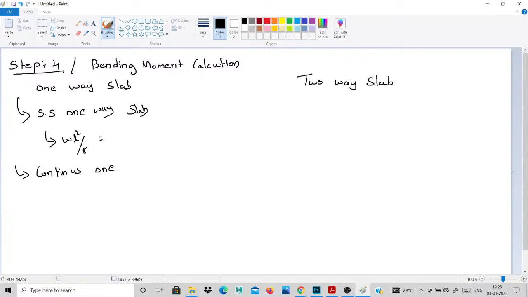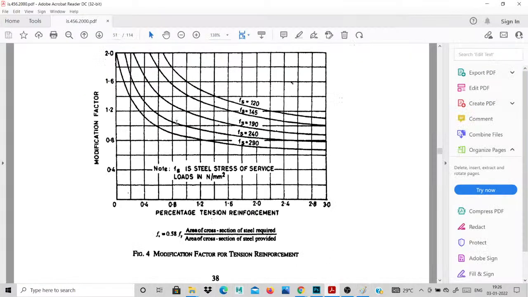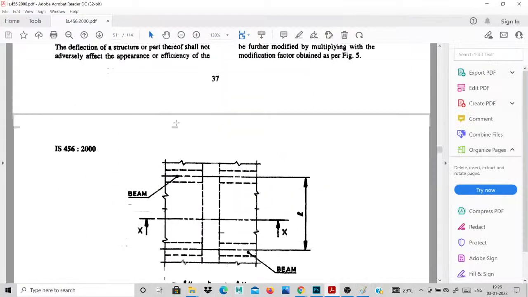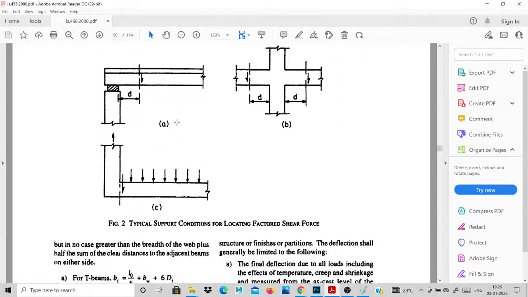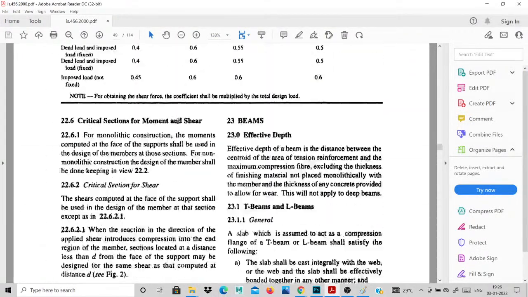Continuous one way slab for your bending moment. Continuous one way slab, you go for IS 456. For bending moment calculation for a one way continuous slab, go to page number 36, Table 12 of IS 456, for your bending moment for one way continuous. Not simply supported, one way continuous.